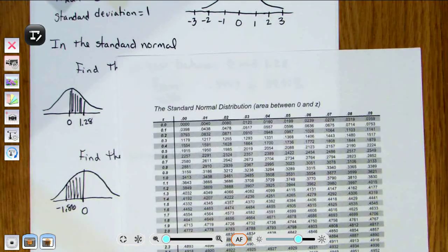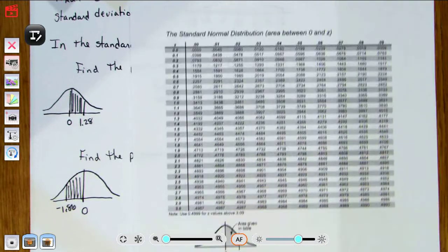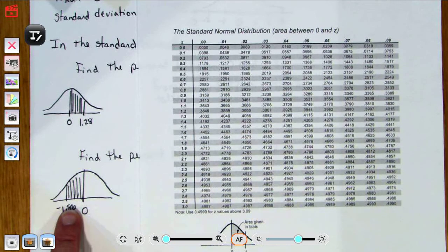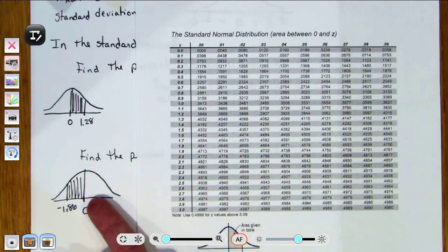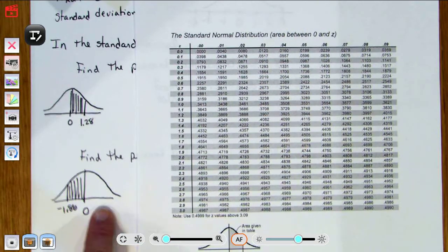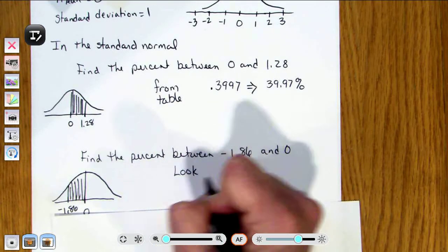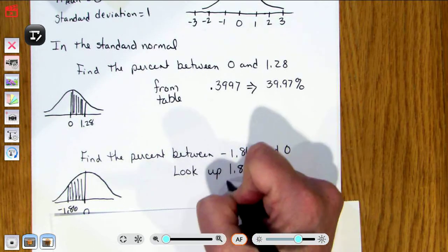You will notice there are no negatives anywhere on this table. So what we have to remember is that this curve is nice and symmetric. I want you to think of the mirror image of this on this side. Basically flip it over and it will look exactly the same. So this point here would come up to that 1.86. So we will actually look up 1.86 on the table.